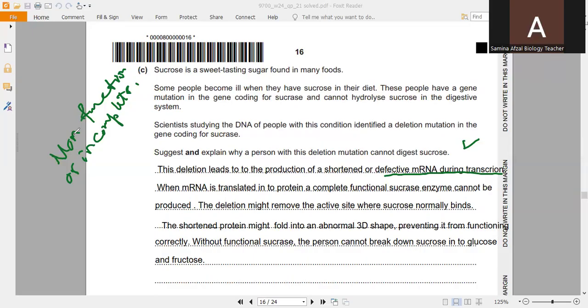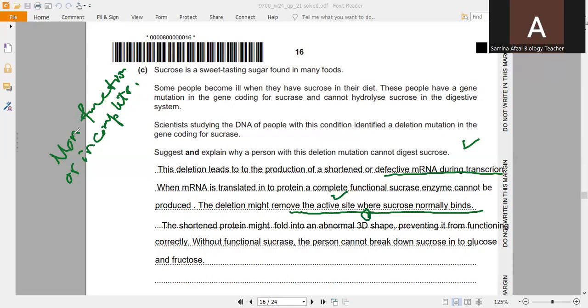Yes, there is a problem inside. Why has it not been properly formed? The deletion might remove the active site where sucrose normally binds. This can be one option. Secondly, the shortened protein might fold into an abnormal 3D shape. First, the active site is not working properly, and secondly, the abnormal 3D shape formation prevents it from functioning correctly. So it does not function properly.